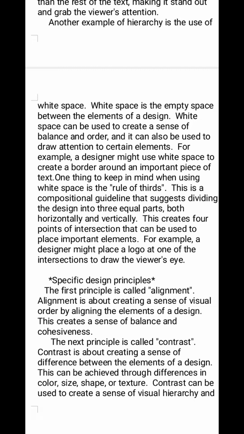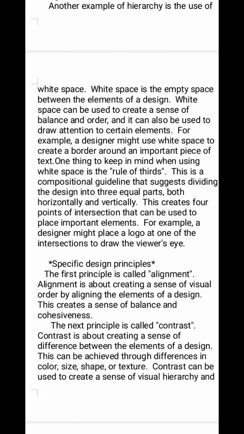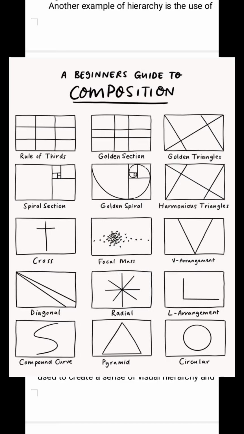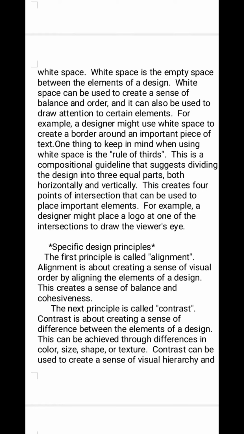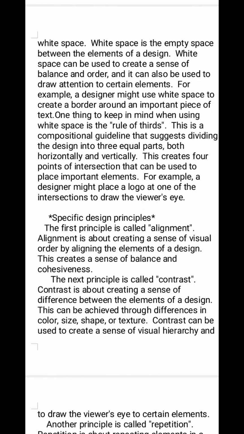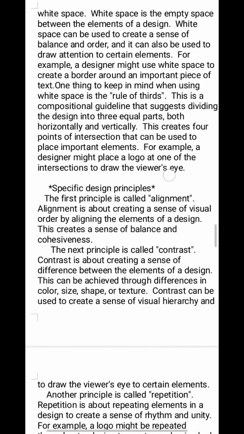One thing to keep in mind when using white space is the rule of thirds. Now, what's the rule of thirds? This is a compositional guideline that suggests dividing the design into 3 equal parts, both horizontally and vertically. This creates 4 points of intersection that can be used to place important elements. For example, a designer might place a logo at one of the intersections to draw the viewer's eyes.